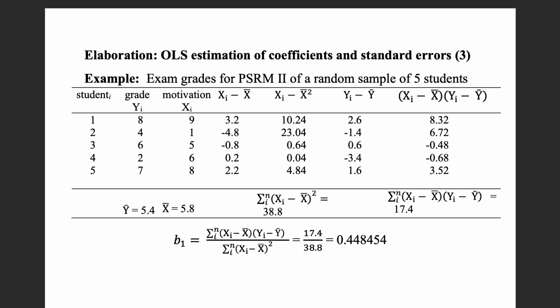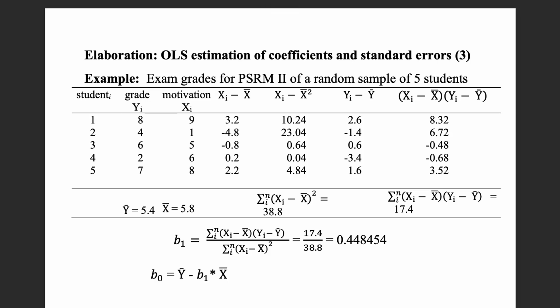This is how much the predicted grade changes depending on different levels of motivation. So that's a positive number that we get. So this indicates a positive relationship between motivation and grade. More motivation leads to a higher predicted grade, or in other words, to a higher mean average grade.